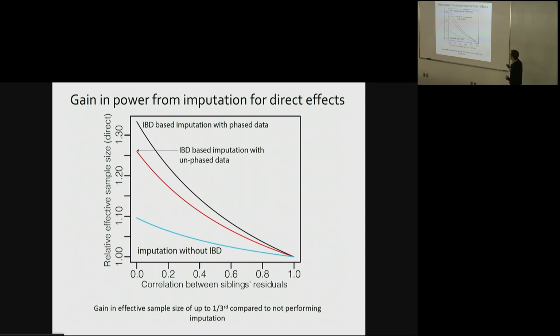There are different ways of doing the imputation, but the black line may be the best one to focus on. That involves some more processing of the genetic data before you can implement it, but it's all been automated by the software that Alex has written. The power gains depend on the correlation between the siblings' residuals. So the best case scenario is that they're uncorrelated, and in that case, relative to using the sib differences, the sample size gain is equivalent to having a sample size that's a third larger in terms of the standard errors that you would get.